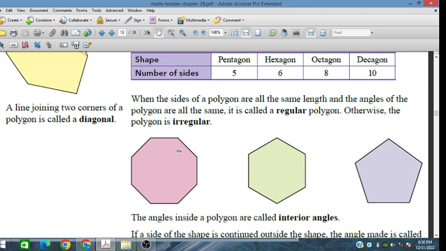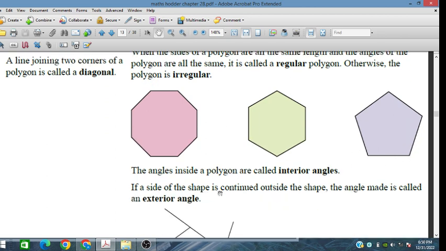When the sides of the polygon are the same length and the angles of the polygon are all the same, it is called a regular polygon. So this is a regular polygon because all sides are equal. Here, this hexagon is a regular hexagon, because the length of all sides is equal. Similarly with this pentagon, all sides are equal.